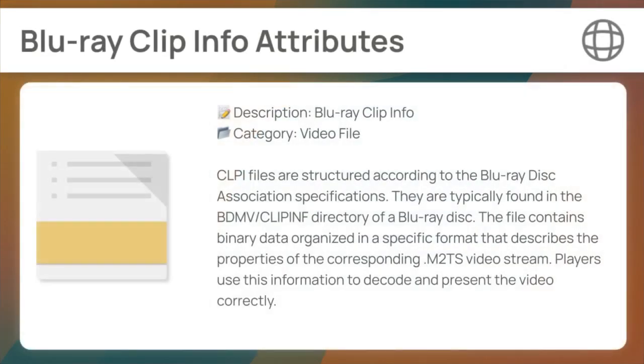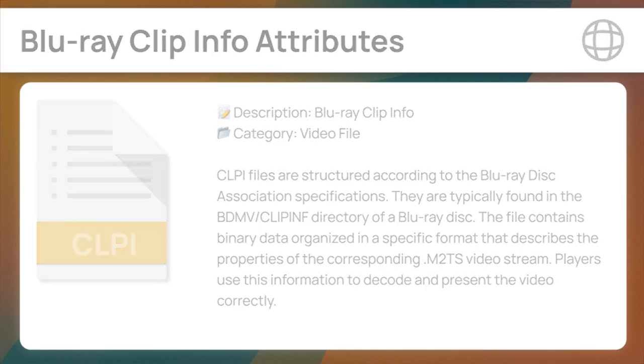CLPI files are structured according to the Blu-ray Disc Association specifications. They are typically found in the BDMV CLIPINF directory of a Blu-ray disc. The file contains binary data organized in a specific format that describes the properties of the corresponding M2TS video stream. Players use this information to decode and present the video correctly.